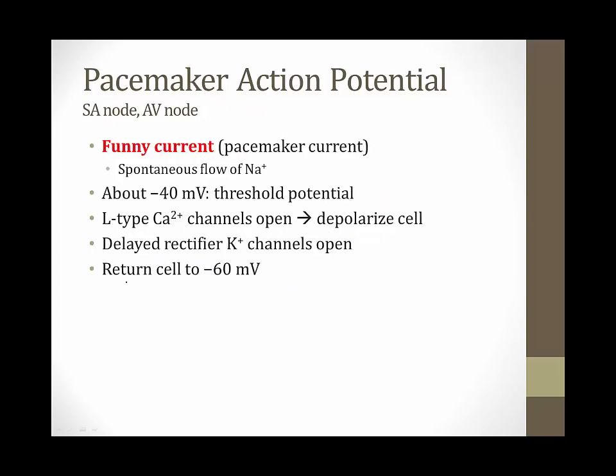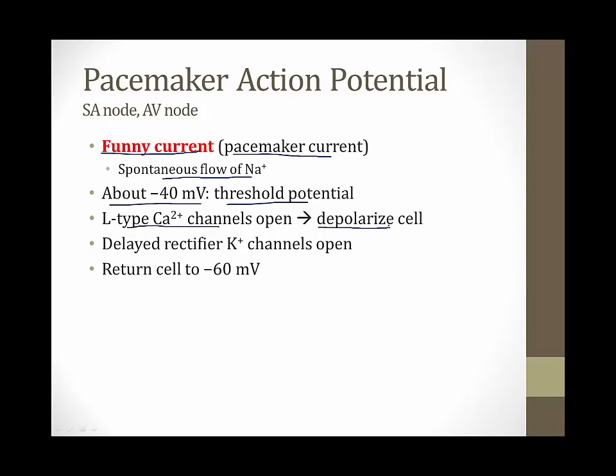On this slide, I've summarized the key points about the pacemaker action potential. These cells have what's known as a funny current or a pacemaker current. It is a spontaneous inward flow of sodium ions. This causes phase 4 of the action potential to have an upward slope. Once the cells reach about minus 40 millivolts, that's the threshold potential, L-type calcium channels open and depolarize the cell.